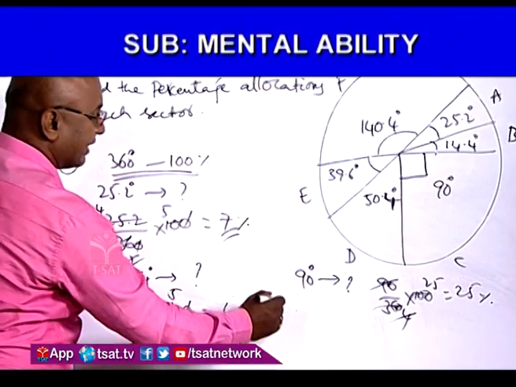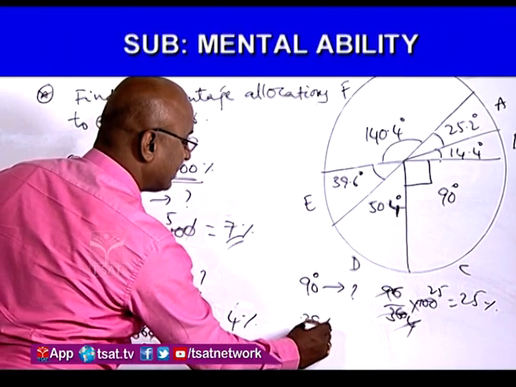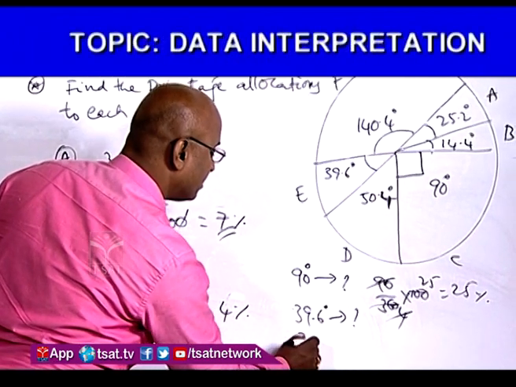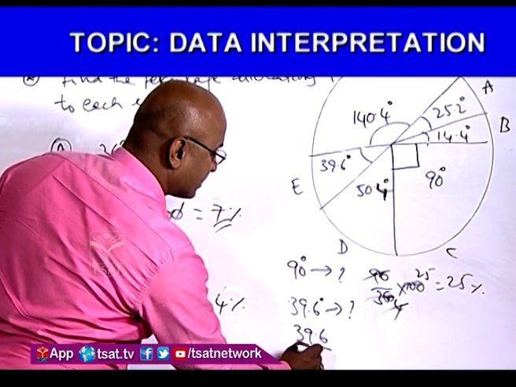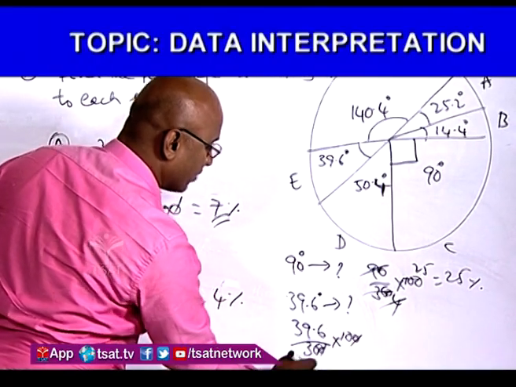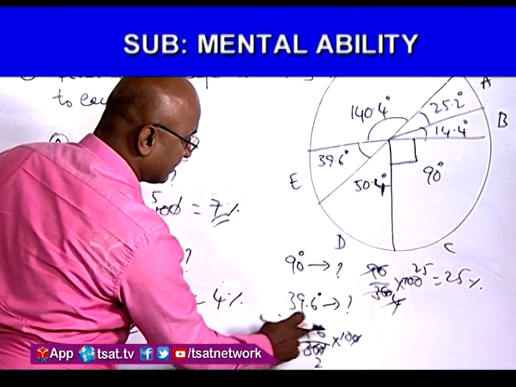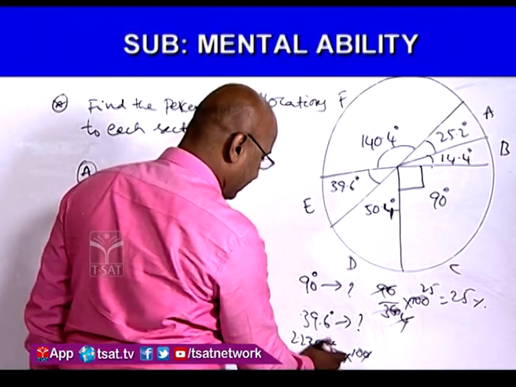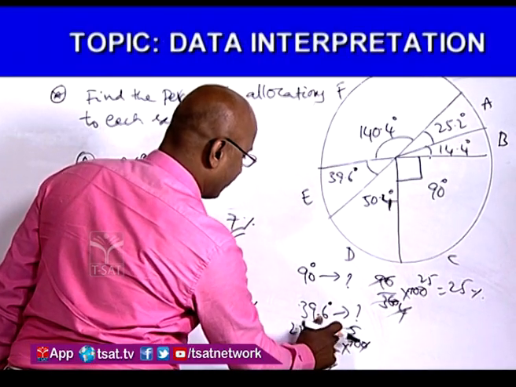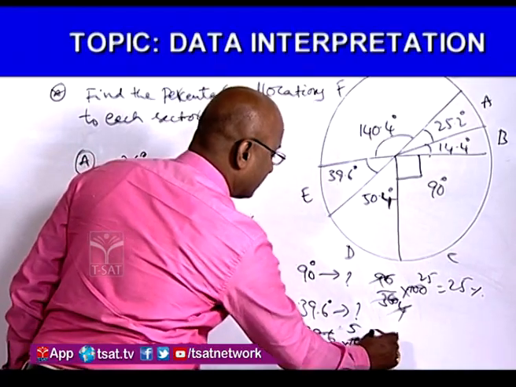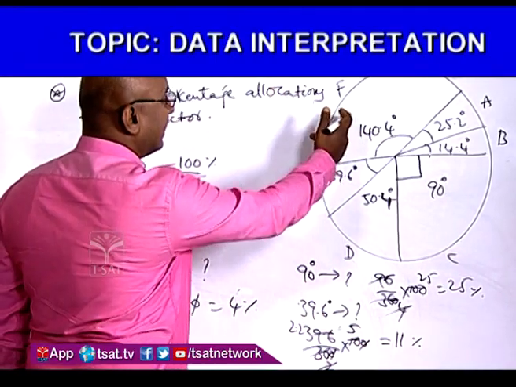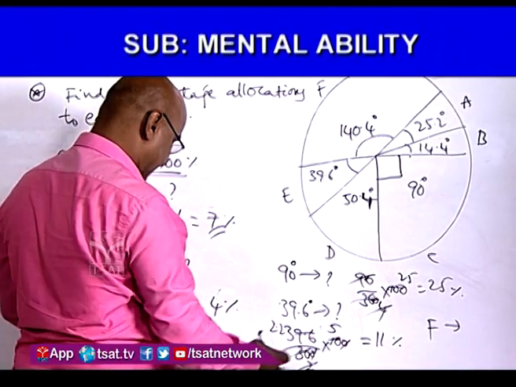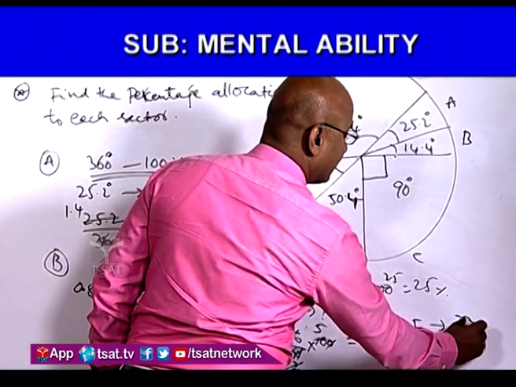Similarly, angle E, what is 39.6? So 39.6 is how much? 39.6 by 360 into 100. So 18 twos are 36 and 2.2. So that is equal to 2.2 into 5, 2 ones, 2 fives. 2.2 into 5 is equal to 11%. Similarly, angle F is equal to how much? 140.4 by 360 into 100, that will give you 39%.